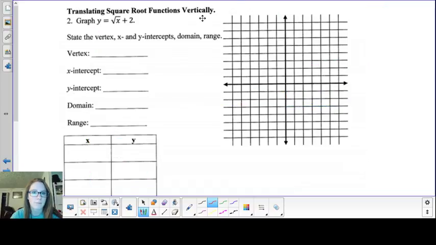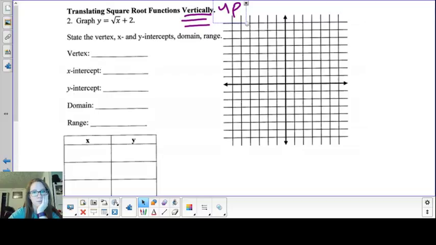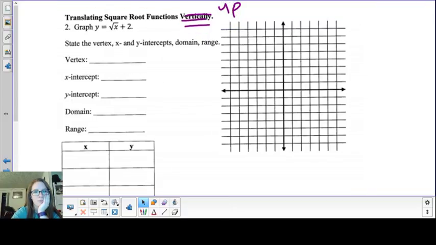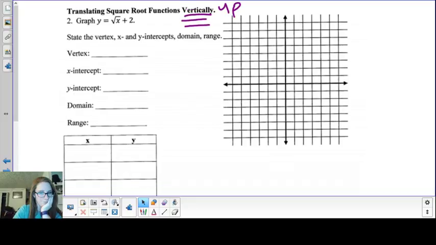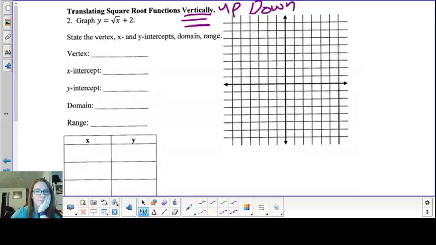Okay. So, before we get started, my $1 million question is, what does vertically mean? Up or down? So we're going to go either up or down.